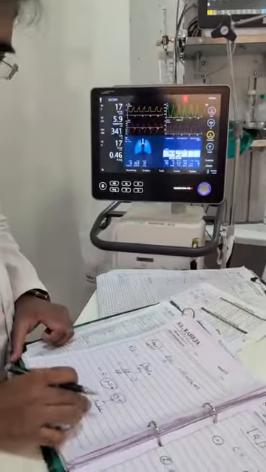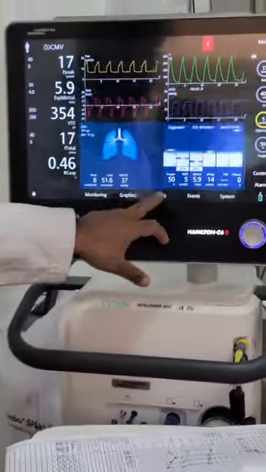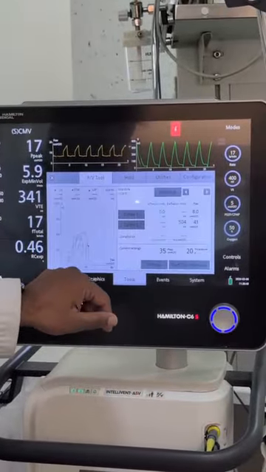You understand? Now this is saying recruitable, let us see whether it is actually recruitable from the low flow PV loop. So we'll go to tools, you go to PV loop, you confirm this.